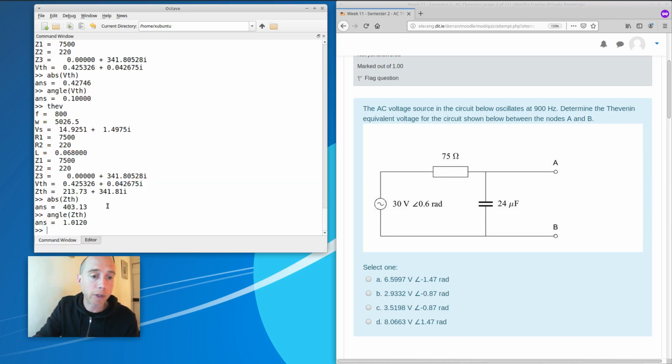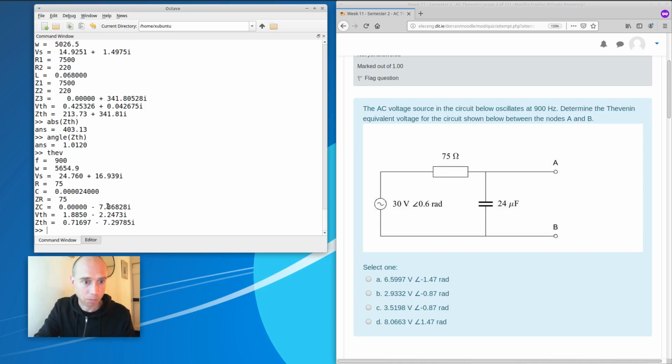Okay, so back to our command window, and I'll run that again. To run an M file, you just type the name of the M file without the .m extension. And you can see that it's updated all those variable values. We've got 900 Hertz, the angular frequency in radians per second, and our voltage source as a phasor. You can see it's in Cartesian form here, but it looks about the right size for our 30 volt magnitude and our 0.6 radian phase angle.